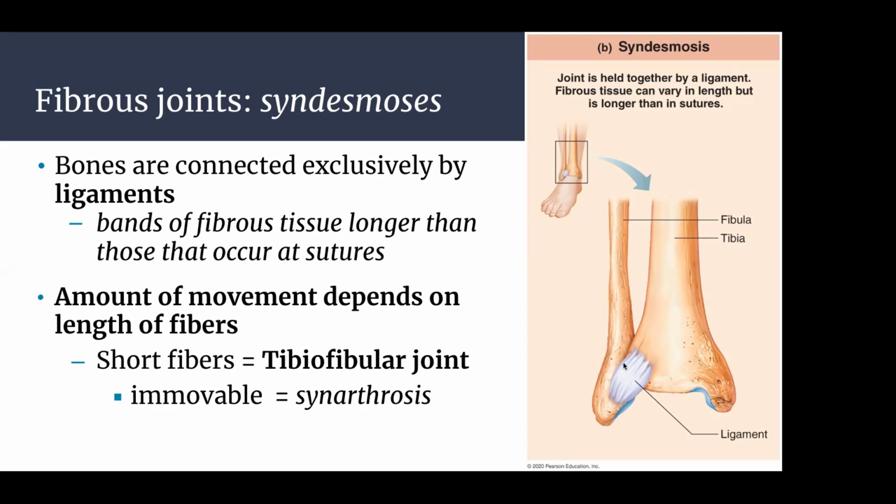This joint here is immobile, so it's also a synarthrosis. Even though we're looking at this from the structural classification, we can then look within this classification back to a more functional viewpoint. Because these fibers are pretty short, there's not a lot of movement there.